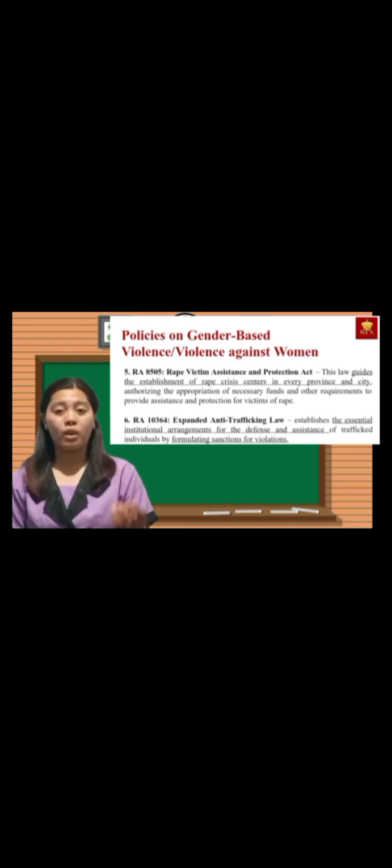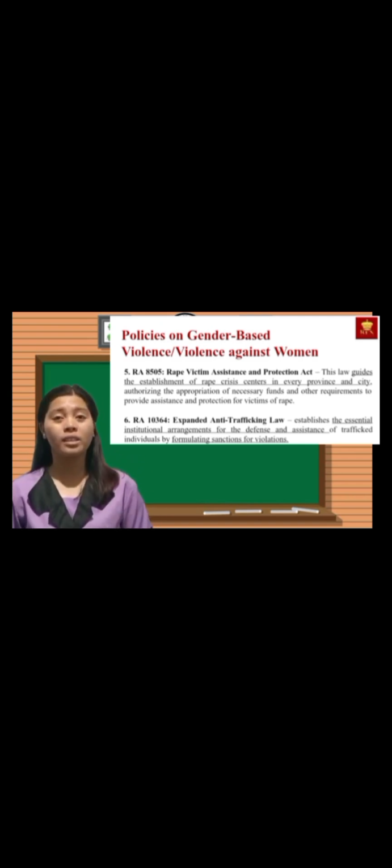So the fourth policy about gender-based violence against women is the Republic Act number 10364 or the Expanded Anti-Trafficking Law. This law establishes the essential institutional arrangement for the defenses and assistance of trafficked individuals by formulating sanctions for violations. Ang batas na ito ay nagsasaad na kung sino man ang naging biktima ng rape or any forms of sexual harassment ay maaaring magsampa ng kaso laban sa individual.